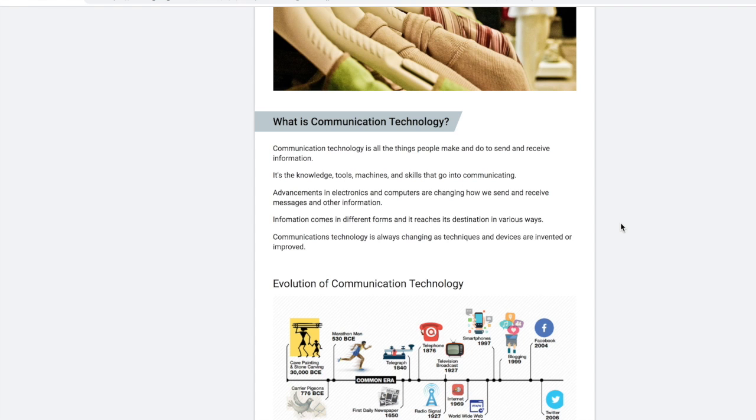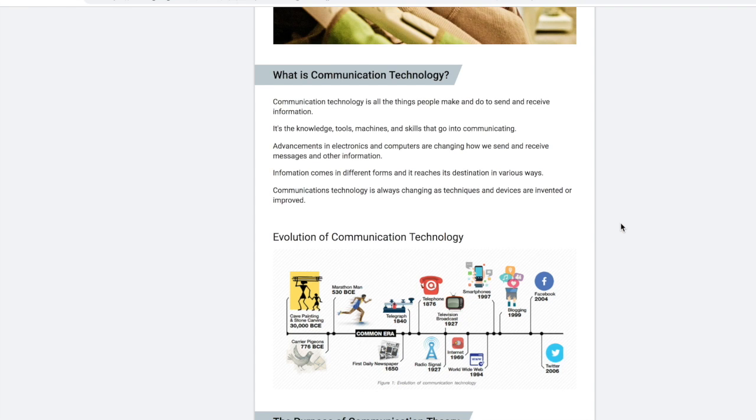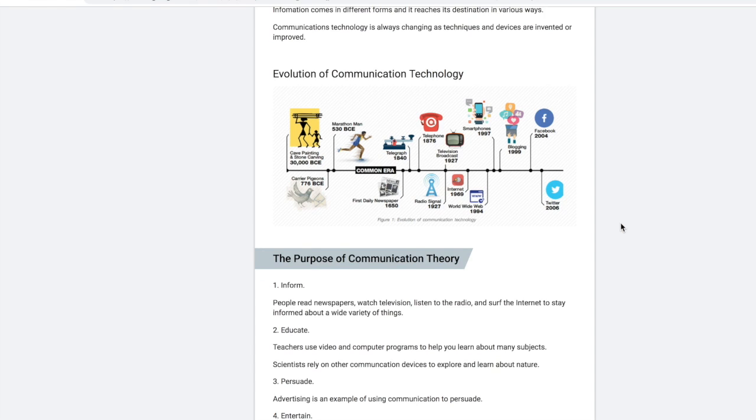Information comes in different forms and it reaches its destination in various ways. Communications technology is always changing as techniques and devices are invented or improved. Evolution of communication technology.